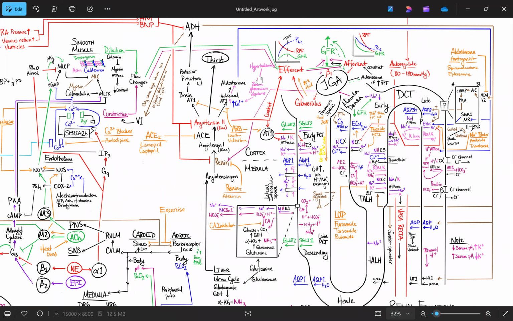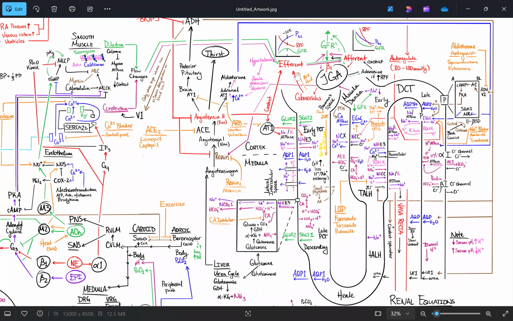And so your nephron, I've kind of divided into your different divisions: your early and late PCT, descending loop of Henle, thin ascending loop of Henle, thick ascending loop of Henle, early and late DCT, and then your collecting duct. I'm not going to go over every single transporter. Just know that on the inside of the lumen will be the apical side, and then the other side will be the basolateral side.